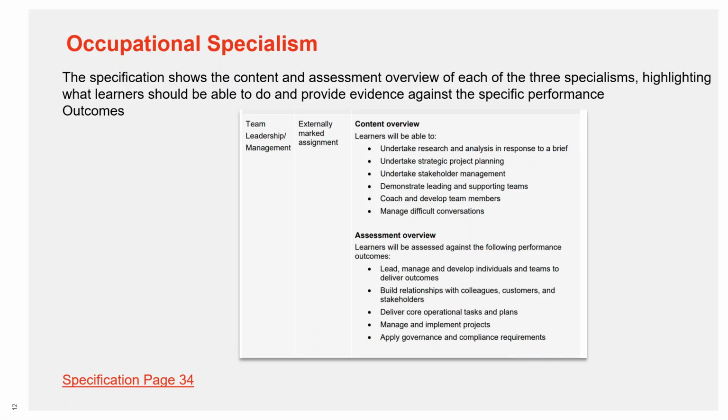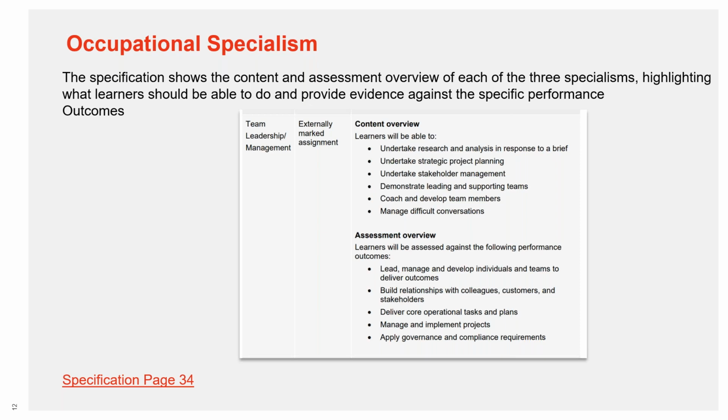Now, the occupational specialism itself. So I think we're going back to the specification here, and I've put a hyperlink there at the very bottom. This is taken from specification page 4, and it gives a brief overview of the content and the assessment of the three specialisms, specifically this example is team leadership and management, and it shows what learners should be able to do and what they need to provide evidence against towards those performance outcomes.